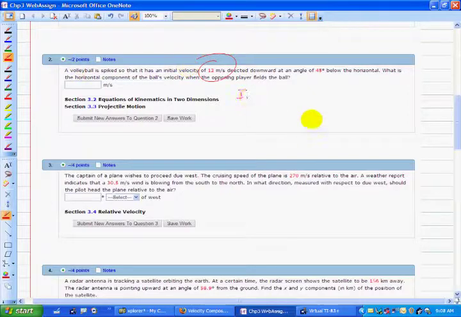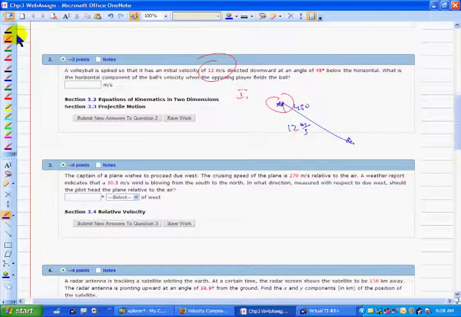Okay, so again, this is all in step 1 about drawing the picture. Here we got a volleyball, and it's being hit downwards at an angle of 45 degrees from the horizontal, so this is 45 degrees, with an initial speed of 12 meters per second. Question is, what is the horizontal component of the ball's velocity?